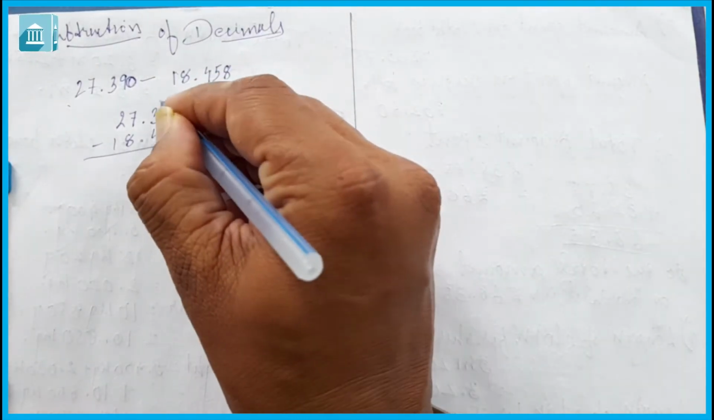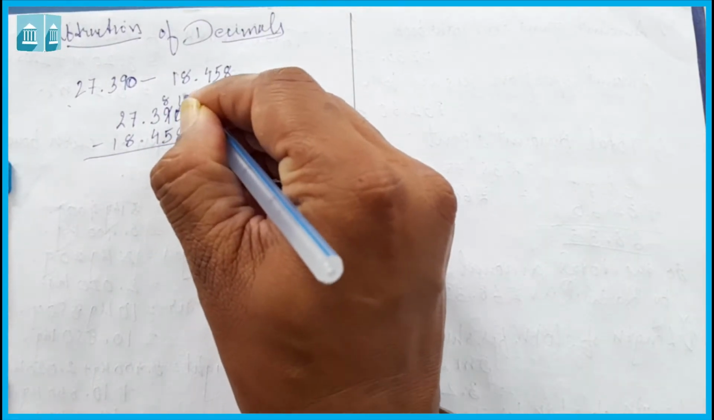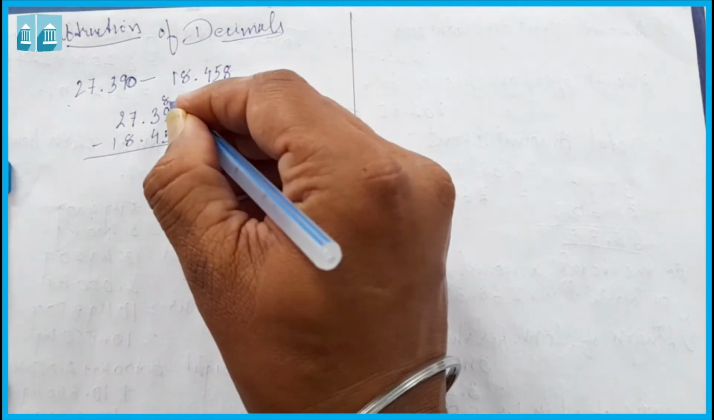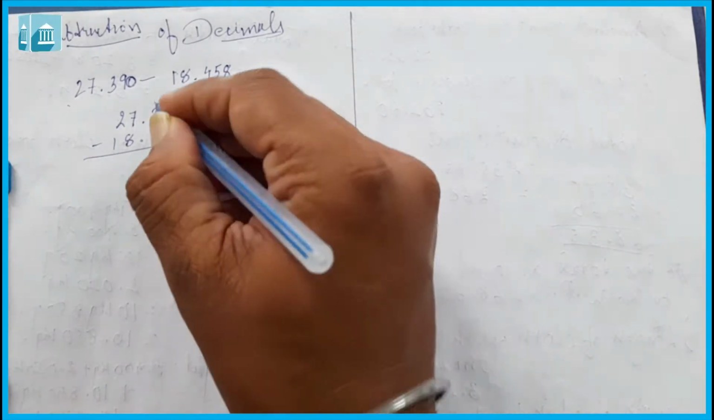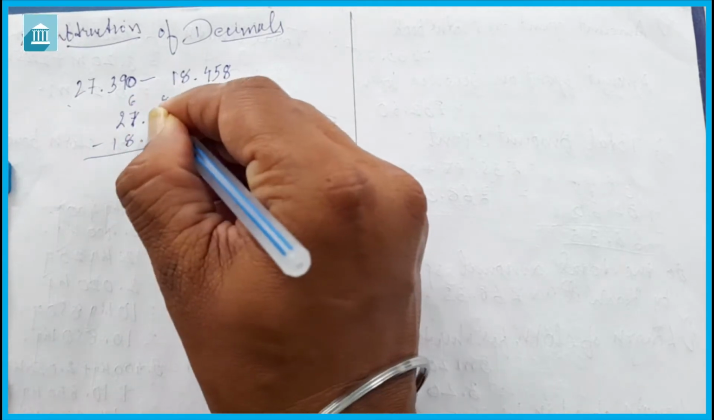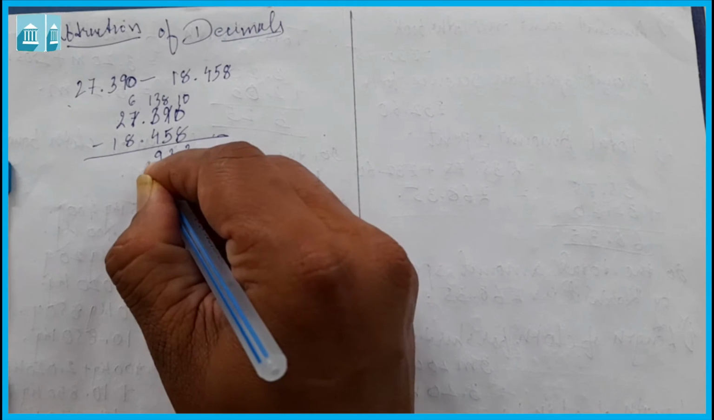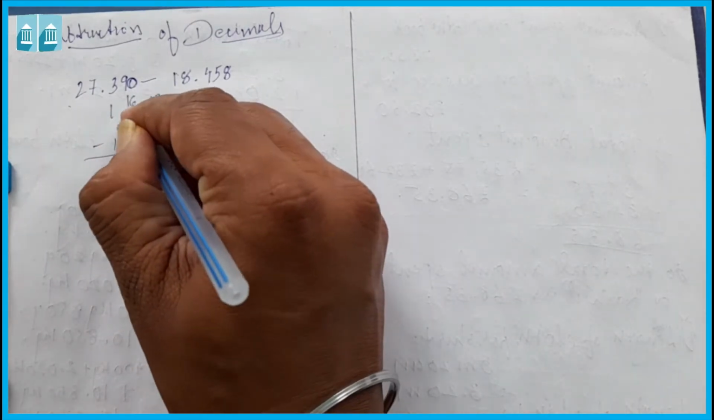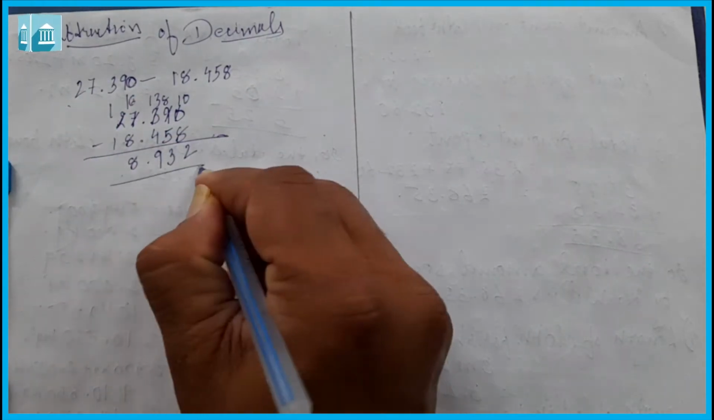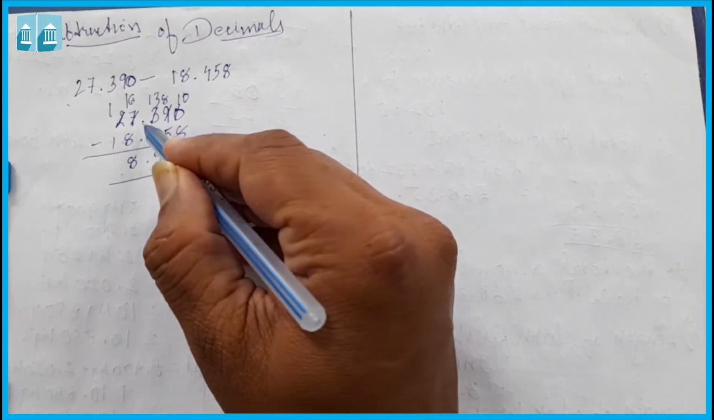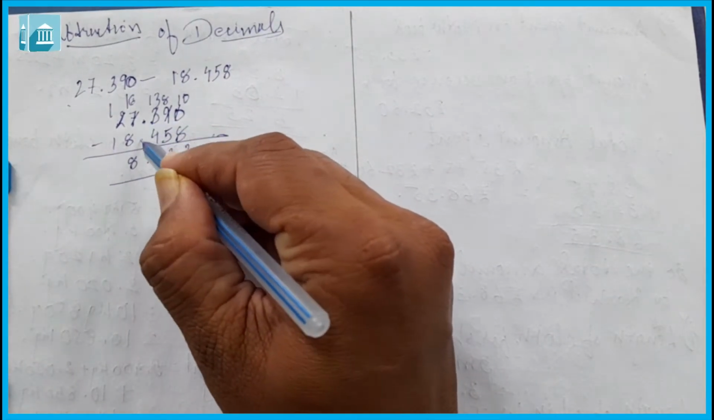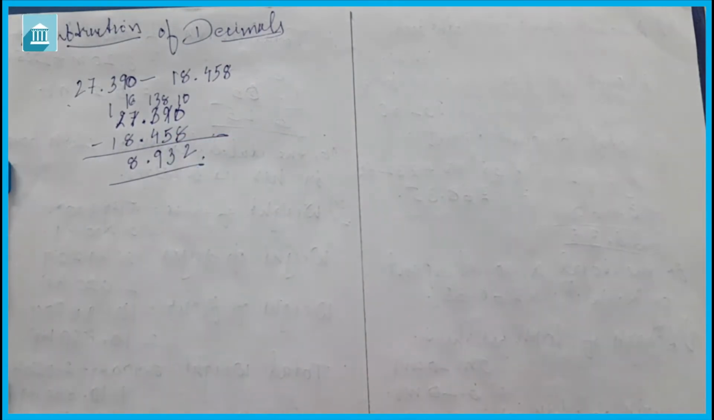To subtract, here it will be 8, this will be 10. So 10 minus 8 is 2. 8 minus 5 is equal to 3. Then again here it is 6, in place of 3, 13. 13 minus 4 is equal to 9. Here it is 1, and 16 minus 8 is equal to 8. So the answer is 8.932. It is the same as subtraction of whole numbers. We just need to remember that the point should always be in a straight line.